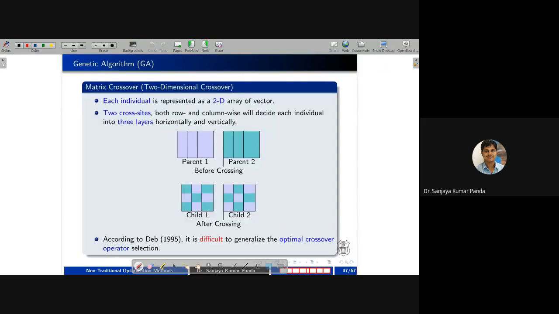Similarly, many people are working in image processing or computer vision applications. In such applications, you can apply matrix crossover. A matrix is a set of rows and columns. So you can choose one element from parent one or another element from parent two, either in row order or column order. Parent one and parent two look like this, then child one and child two will look like this.